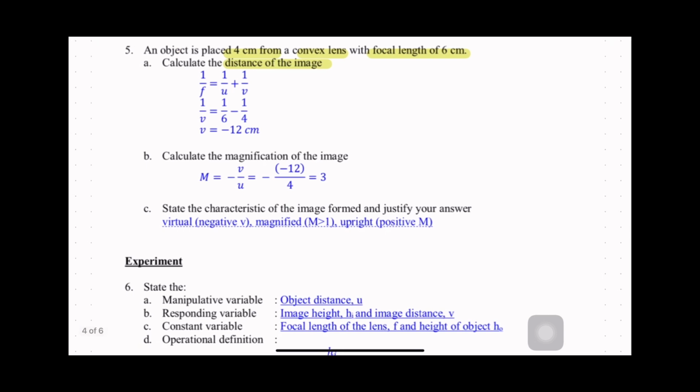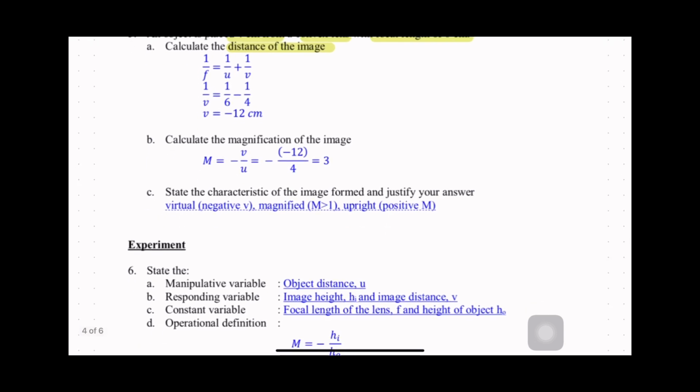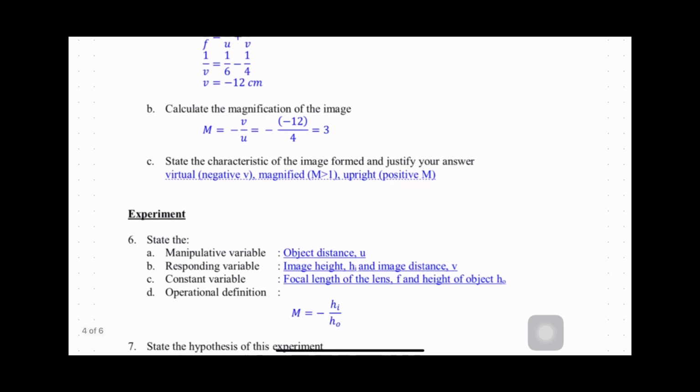Negative means dia adalah image yang virtual. Okay, alright, so calculate the magnification of the image. So magnification formula is m equal to negative v over u. So gantikan v sebab v kita adalah virtual, jadi negatif kena masukkan negatif tu sebab negatif dekat sini ada maksud. Okay, so negative 12 divided by 4, so we get 3. 3 maksudnya dia adalah magnified. Okay, magnified sebab 3 lebih besar daripada 1.